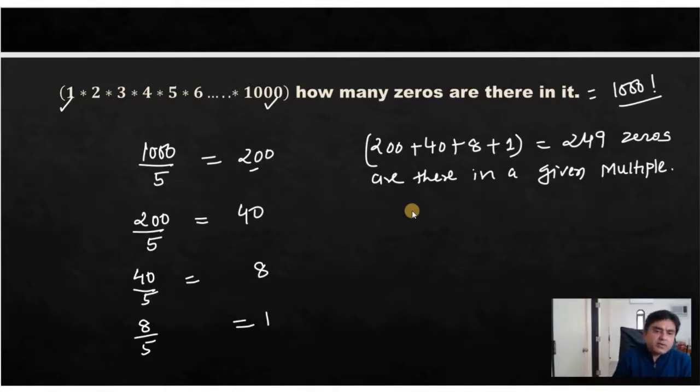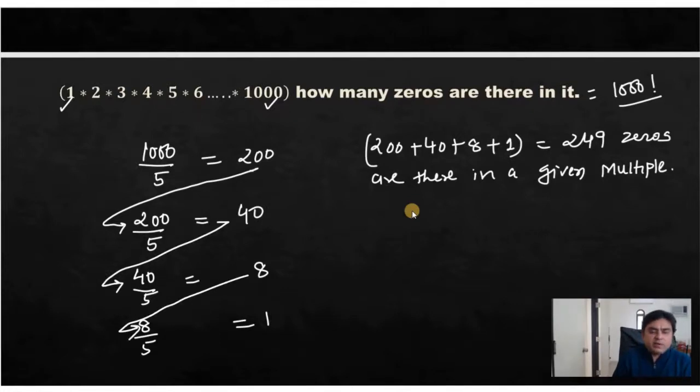Now this 200 you carry forward and divide by 5. So it is 40. 40 you carry forward and divide by 5. It is 8, and 8 you carry forward and divide by 5. So how many numbers are coming? 248 and 1, so that is 249. So there are 249 zeros in 1000 factorial.